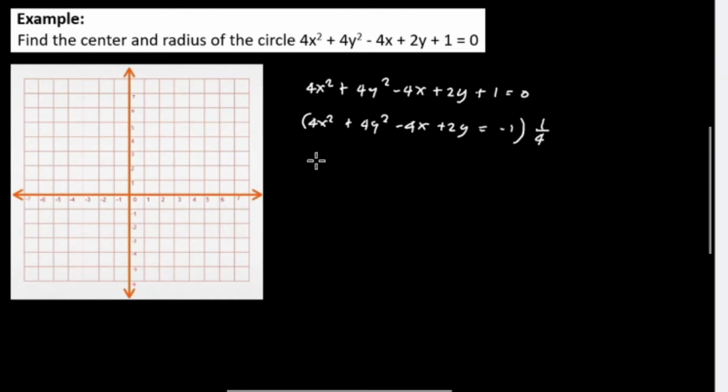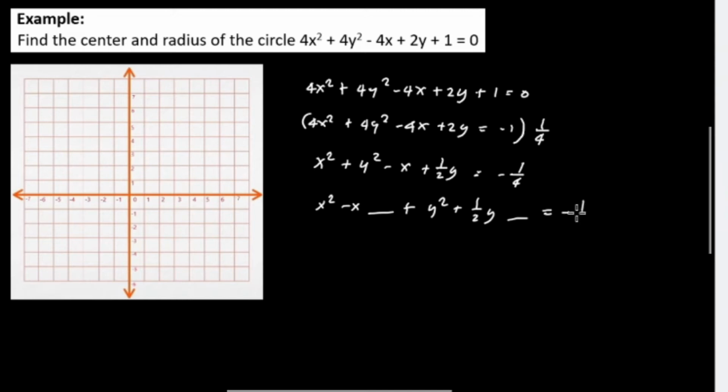And this will be x squared plus y squared minus 4 over 4, that's x, and 2 over 4, that's positive 1 half of y, and equate that to negative 1/4. Based on completing the square in x and y, we have x squared minus x plus y squared plus 1 half y is equal to negative 1/4.